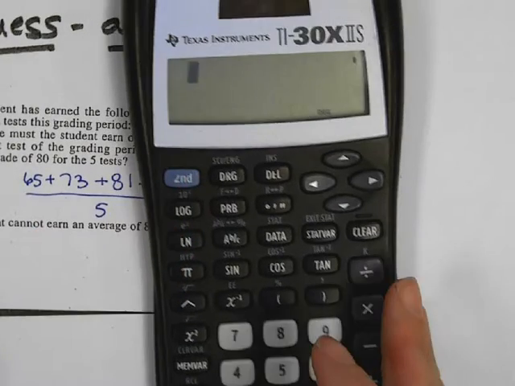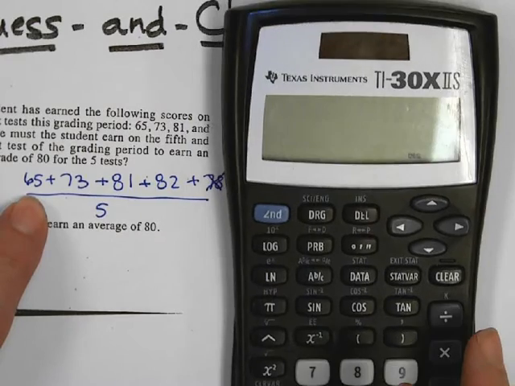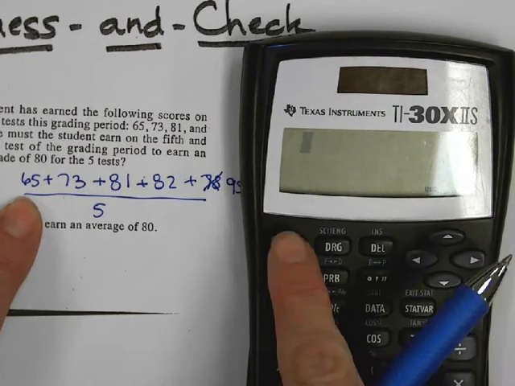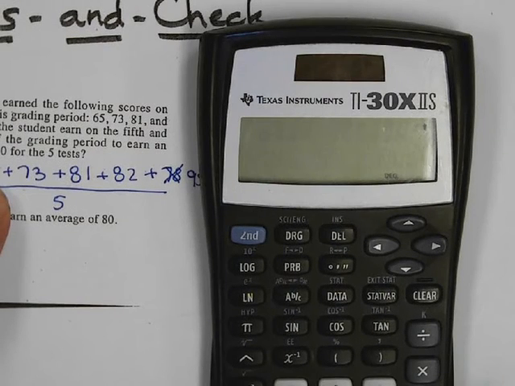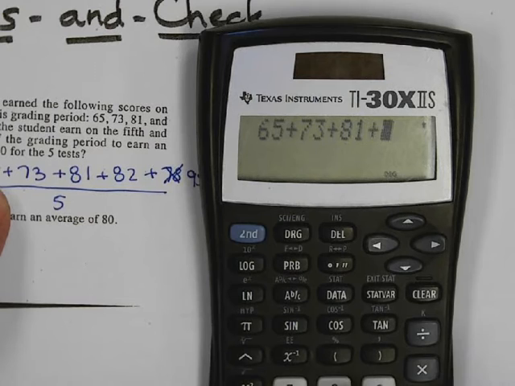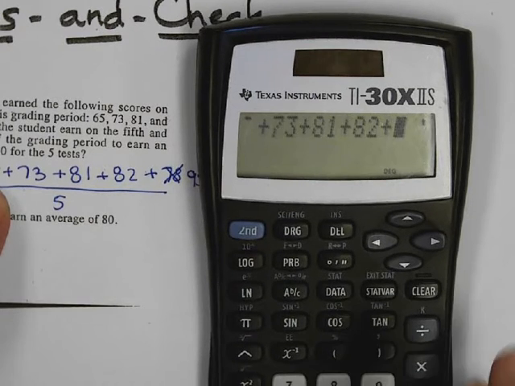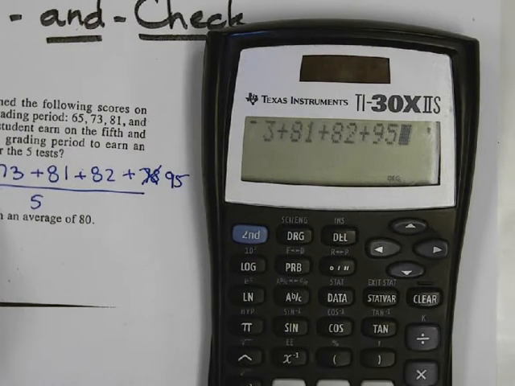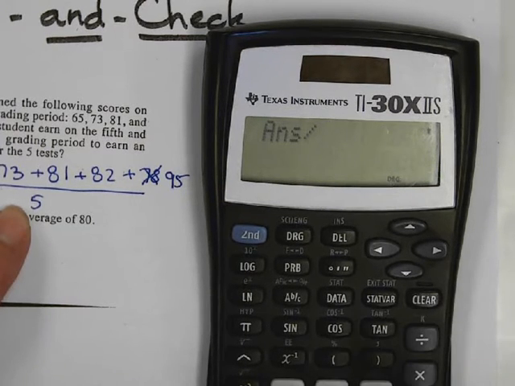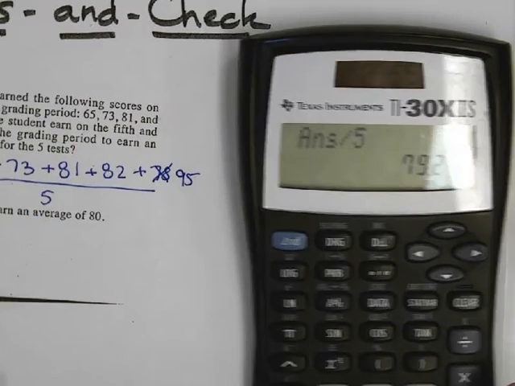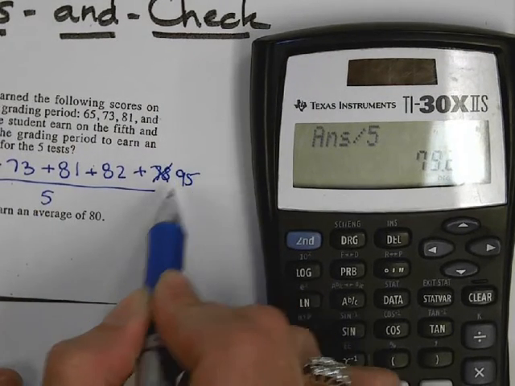Let's clear that out. This would probably be a good time on a graphing calculator to do second enter, and it will probably bring that problem back up for you again so you don't have to type it all. But I don't have a graphing calculator right at this second, so I'll type it all back in, hit enter, get 396. I will divide by 5, and I've got a 79.2.